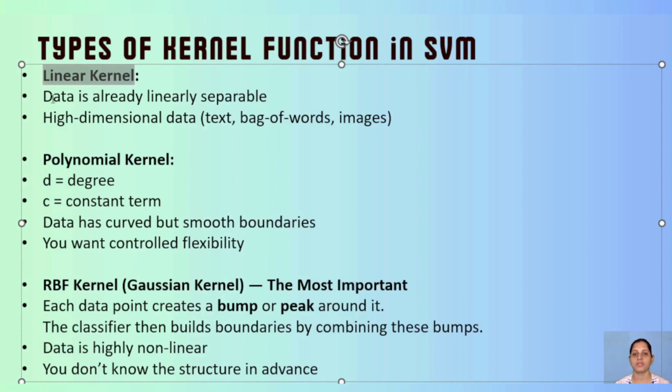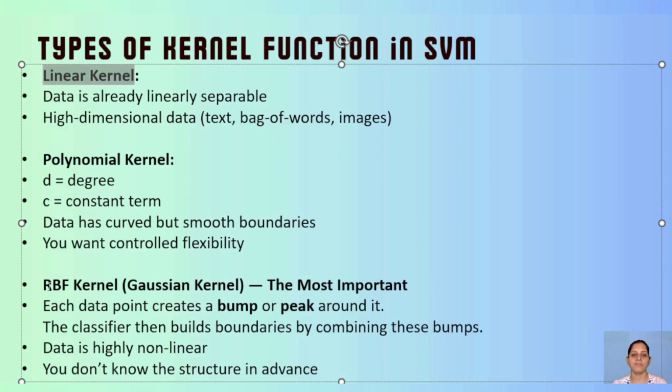Then polynomial kernel. I already explained to you how regression works. During that time, I told you we have a degree of polynomial. So here also we have degree, then we have C as a constant term. Here the data is curved, but with smooth boundaries, right? If your data is curved, not in a linear fashion, it is going to create smooth boundaries as part of the hyperplane. With this we are getting more flexibility of the operation.